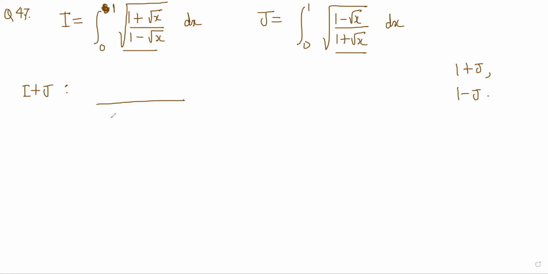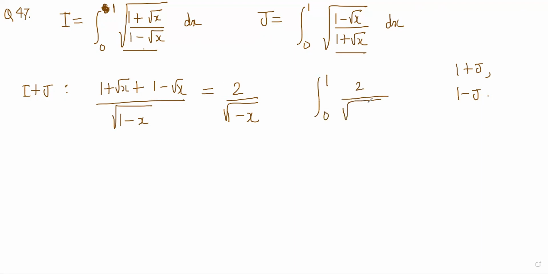So you should have root over 1 minus root x into 1 plus root x. So that is 1 minus x, and then multiplication of this root and this root. So that will be 1 plus root x plus multiplication of this with this, so that will be 1 minus root x. So you end up getting 2 by root over 1 minus x, right? Now evaluating this integral is actually not so hard. For 2 by root over 1 minus x, you should put x is equal to sine square theta.